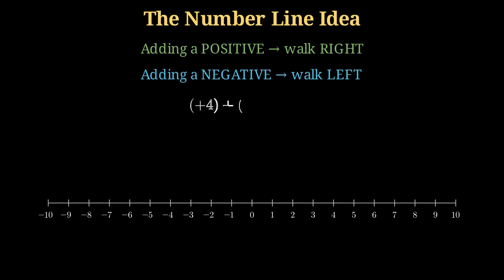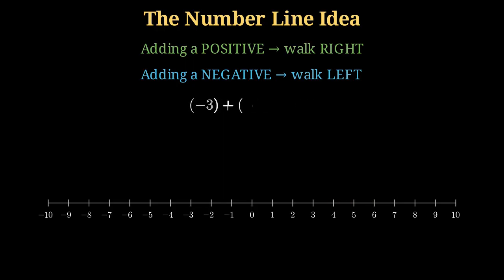Let's try it. +4 plus +3. We start standing on 4. We are adding +3, so we take 3 steps to the right. 1, 2, 3. We land on 7. So +4 plus +3 is +7.